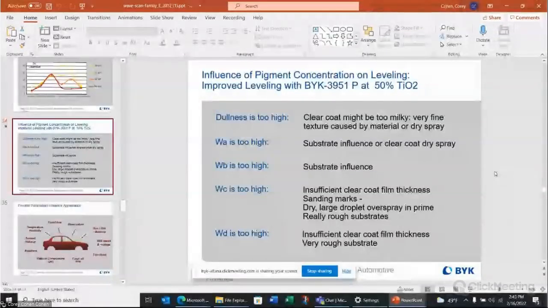So I'd say in general, for the shorter waves, it's the substrate or the first coats that would cause problems. And then as you get to the top coat or clear coat, those are what more influence the longer wave structures.